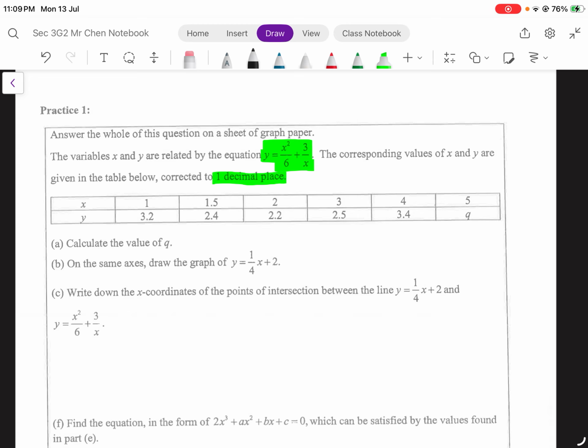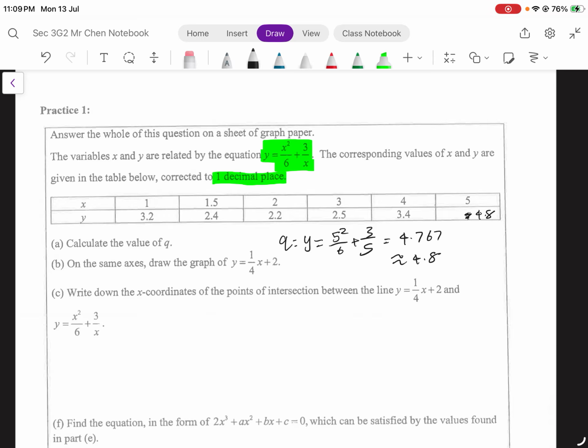So just use your calculator. y equals 5 squared over 6 plus 3 over 5. You take out your calculator and key in 25 over 6 plus 3 over 5. To one decimal place, you should get 4.767, so 4.8. So q is actually 4.8.